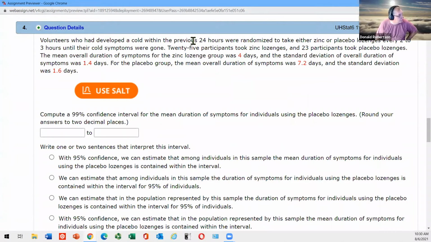Volunteers who developed a cold in the previous 24 hours were randomized to take either a zinc or a placebo every 2 to 3 hours until their cold symptoms were gone. 25 participants took the zinc.